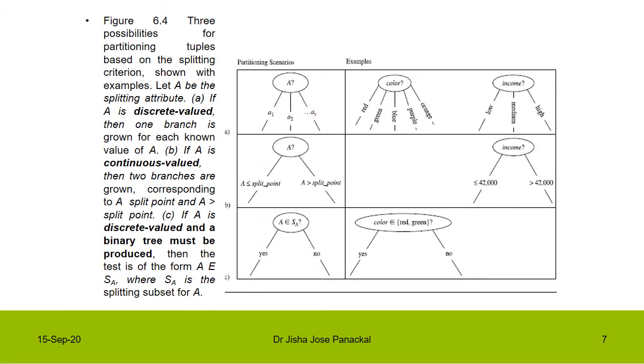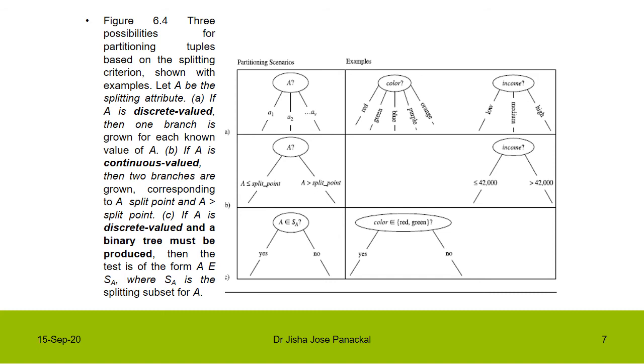So see this figure. This is an example for the possible cases of partitioning a particular attribute. We have different partitioning scenarios, and we will see the examples also. There are 3 possibilities for partitioning tuples based on the splitting criterion, shown with examples. Let A be the splitting attribute. If A is discrete valued, then one branch is grown for each known value of A.